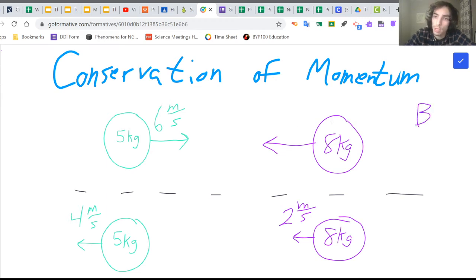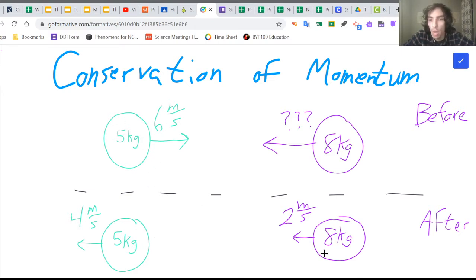Here up top, this is the before collision, and then this bottom part is the same two objects after collision. And we have each of their masses, 5 kilograms and 8 kilograms, and then we have most of their velocities, although not all. What we're going to try to do here is figure out what this missing velocity is for us just by using conservation, right? So knowing how fast this teal object was moving at first and then how fast both objects were moving at the end can allow us to solve for this unknown velocity at the beginning of the situation.